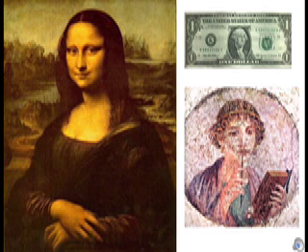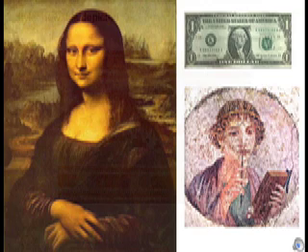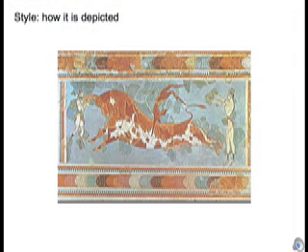If motif or subject is what is depicted, then style is how it's depicted. Many variables work into discussing style, and a wide variety of terms. Some of the most common terms are abstract, naturalistic, and realistic. When we talk about an object as abstract, we mean that it diverges from showing an object as it would appear in nature. All art on some level is an abstraction. It's a representation of the art.